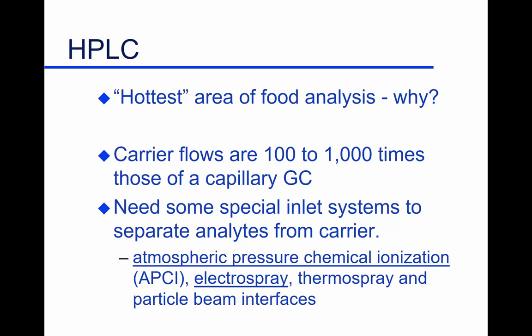As I said, there's really a difference between trying to interface a mass spectrometer with an LC versus a GC. Carrier flows through LC have 100 to 1,000 times the volume that we have to pump out in a GC-MS system. So we have a real problem with all this liquid carrier flow going into a mass spectrometer. So we do have to have some, again, specialized systems. And here are some of the systems: atmospheric pressure chemical ionization, called APCI, electrospray, thermospray, particle beam. The two most commonly used are atmospheric pressure chemical ionization and electrospray. They tend to be the favored methodologies today.